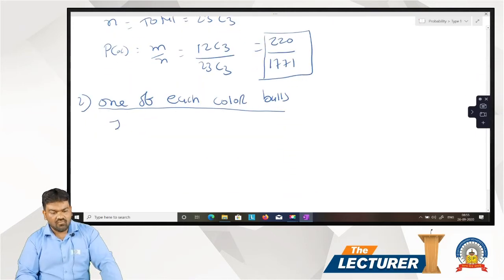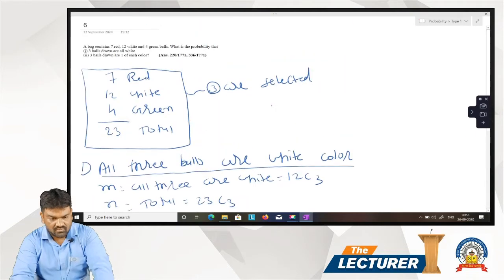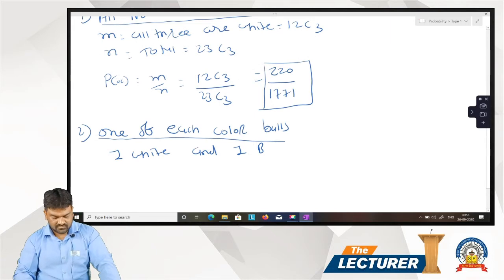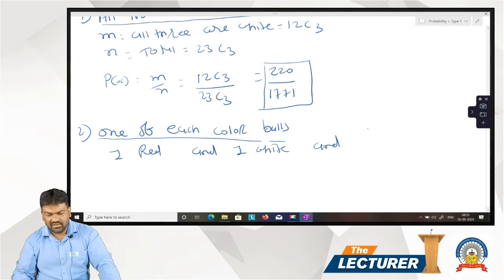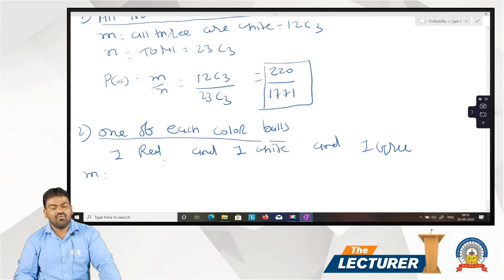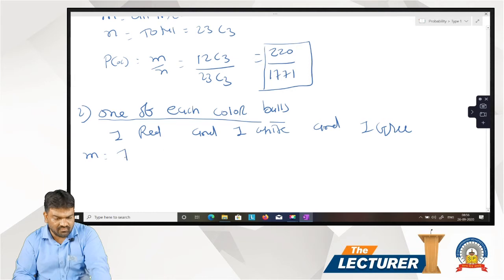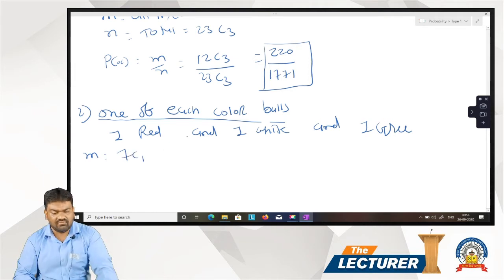So one white and one black, sorry, one red, one white and one green. One red, one white and one green. Favorable result, one red color ball. Red total 7, out of 7, 1 will be selected, 7C1.